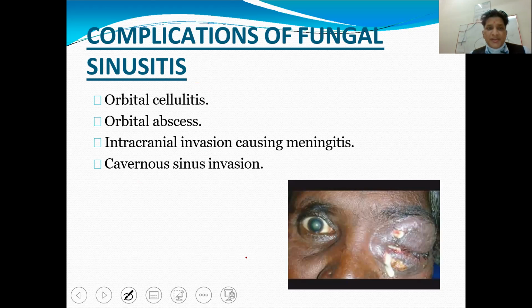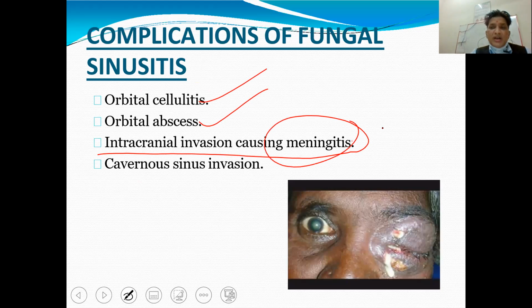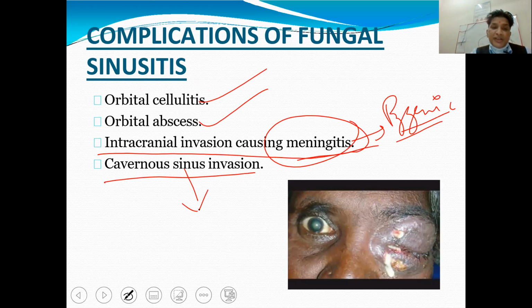There are complications like orbital cellulitis, orbital abscess, and intracranial invasion, which can lead to proper pyogenic meningitis, a positive Kernig and Brudzinski sign, neck rigidity, high-grade fever, and photophobia. And again, if the fungal element encroaches or gains entry into the cavernous sinus, then it can also cause cavernous sinus thrombosis.